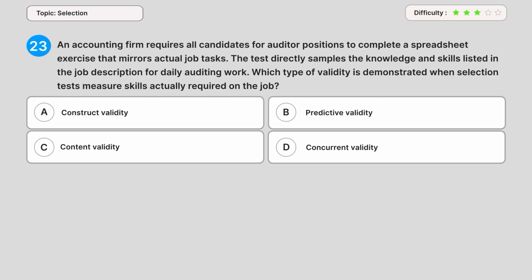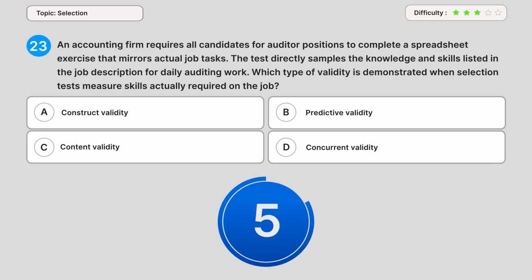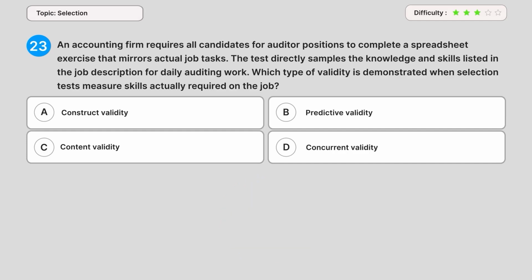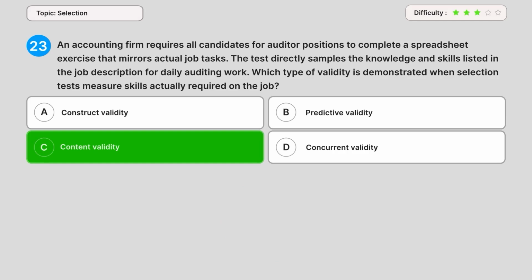A. Construct validity. B. Predictive validity. C. Content validity. D. Concurrent validity. Can you guess the answer? Correct answer, C. Content validity.